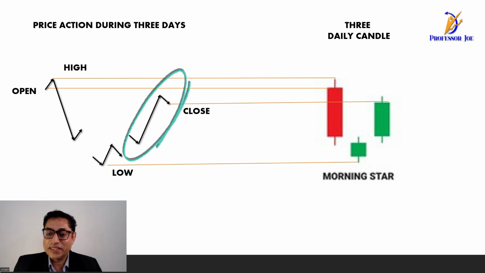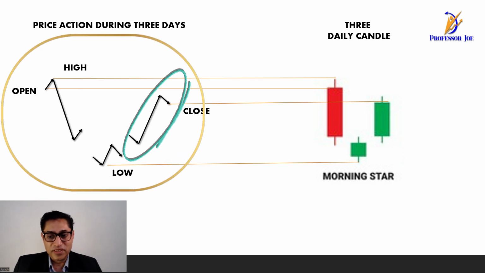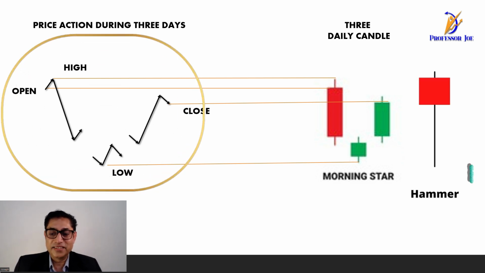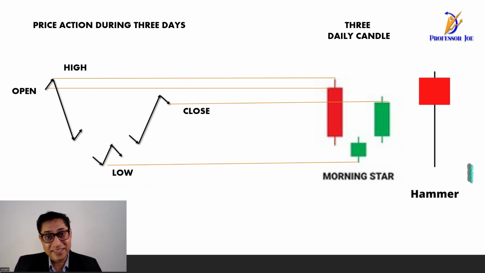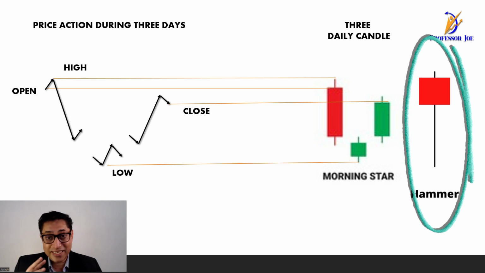Now, if you put all these three candles together with their open, high, low, and close, it will look something like this, like a hammer. So if you see a morning star at the bottom of the chart, it is basically representing a hammer at the bottom of the chart, which is a good candlestick pattern to enter the trade. So you see how the price action is working.